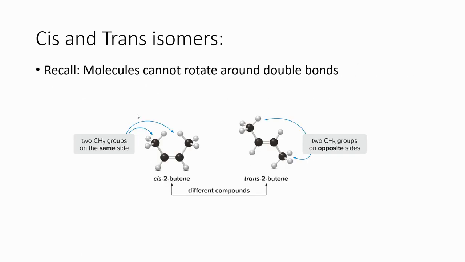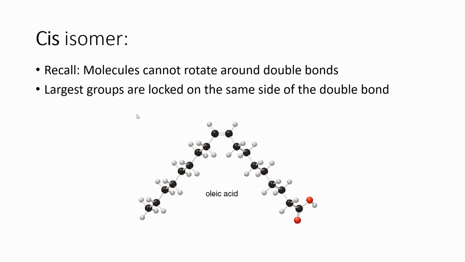Okay, we talked about this. So the difference is if they're locked on the same side, that's a cis molecule. If they're locked on the opposite side, that's called the trans molecule.